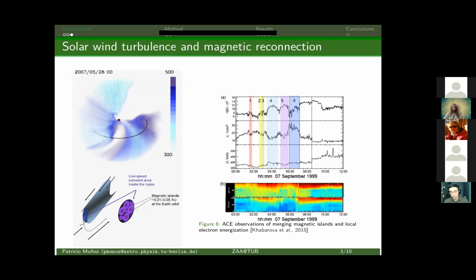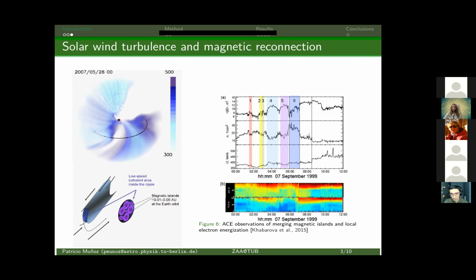And why is that important? Because turbulence can be observed everywhere in the collisionless plasmas of the solar system. For example, here there is a picture of the scheme of the heliospheric current sheet that sometimes can show ripples and magnetic islands. Small scale magnetic islands where there is a possibility for local particle acceleration.